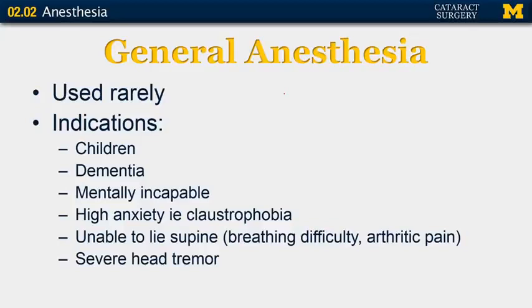First, we will discuss general anesthesia. This is used very rarely in cataract surgery. Indications include children, patients with dementia, patients who are mentally incapable or have high anxiety, such as claustrophobia, patients who are unable to lie supine due to breathing difficulty or arthritic pain, and those with a severe head tremor.